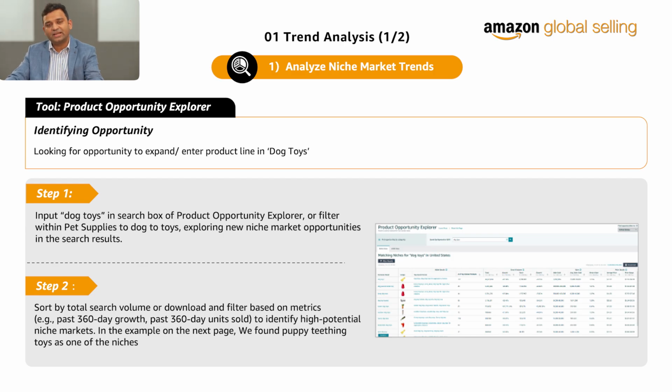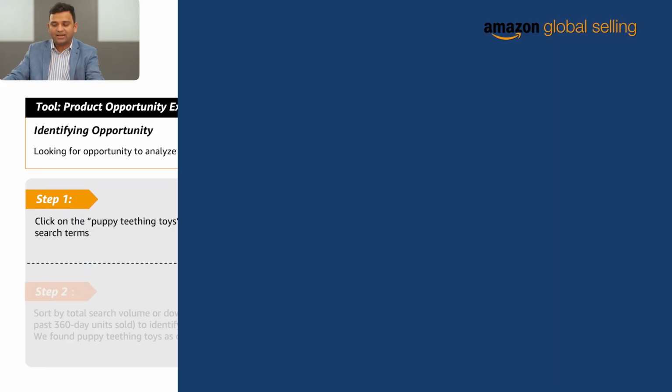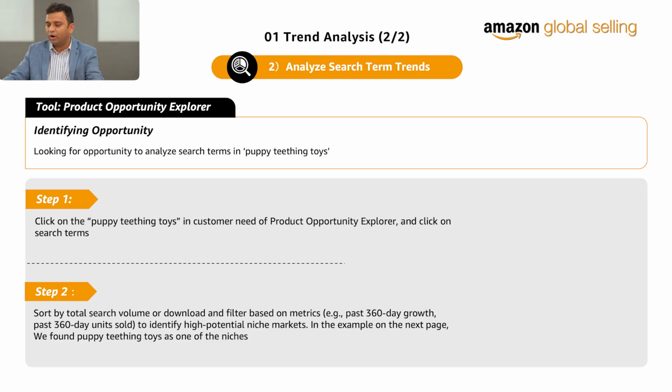In the next example on the next page, we found that puppy teething toys was one of the niches which was coming out to be of interest for the seller. Once a seller has identified puppy teething toys as an opportunity to look deeper into, a seller can choose and click on puppy teething toy niche, go to search terms to understand more in terms of the customer demand. A seller can sort by total search volume and download and filter based on different metrics to identify which are the search terms which are working in that particular niche market. Based on these trend analyses, a seller can quickly test different opportunity markets and arrive at a smaller set of opportunities that a seller can focus on.